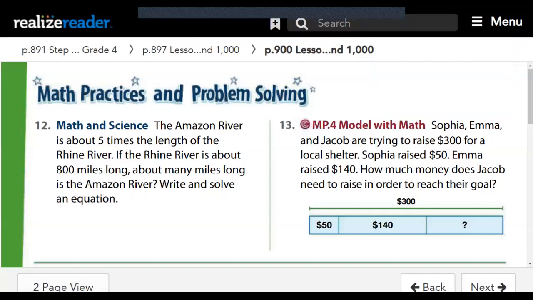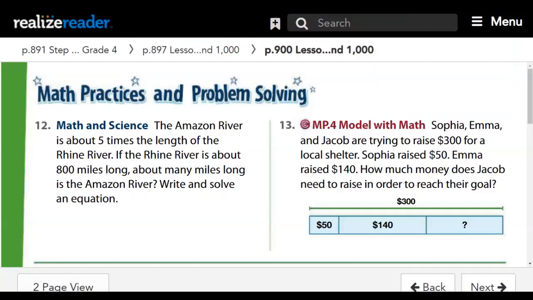All right, now for number 12 through 16, I'm going to have more of a discussion and read those questions to you and then also work those out. Okay, so number 12, math and science. The Amazon River is about 5 times the length of the Rhine River. The Rhine River is about 800 miles long. About how many miles long is the Amazon River? Write and solve an equation.